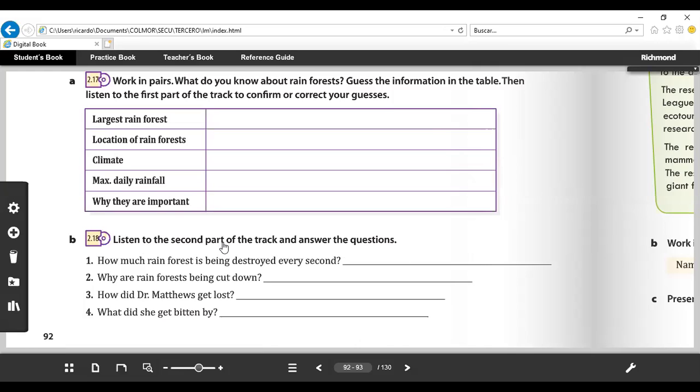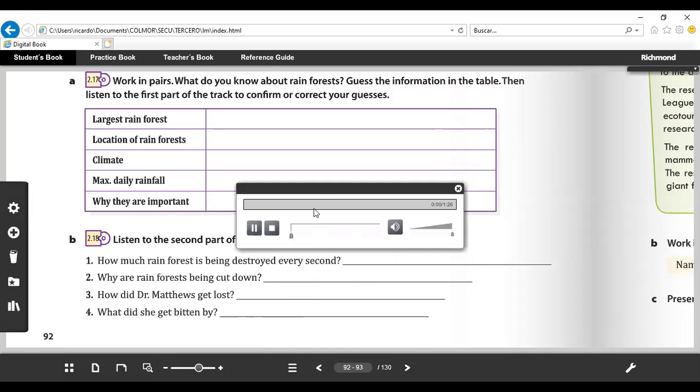And it says, listen to the second part of the track and answer the questions. How much rainforest is being destroyed every second? Oh my God, every second. Why are rainforests being cut down? Why? What do you think is happening? There are many reasons. How did Dr. Matthews get lost? What did she get bitten by? Okay, now let's listen, please. Track 18.